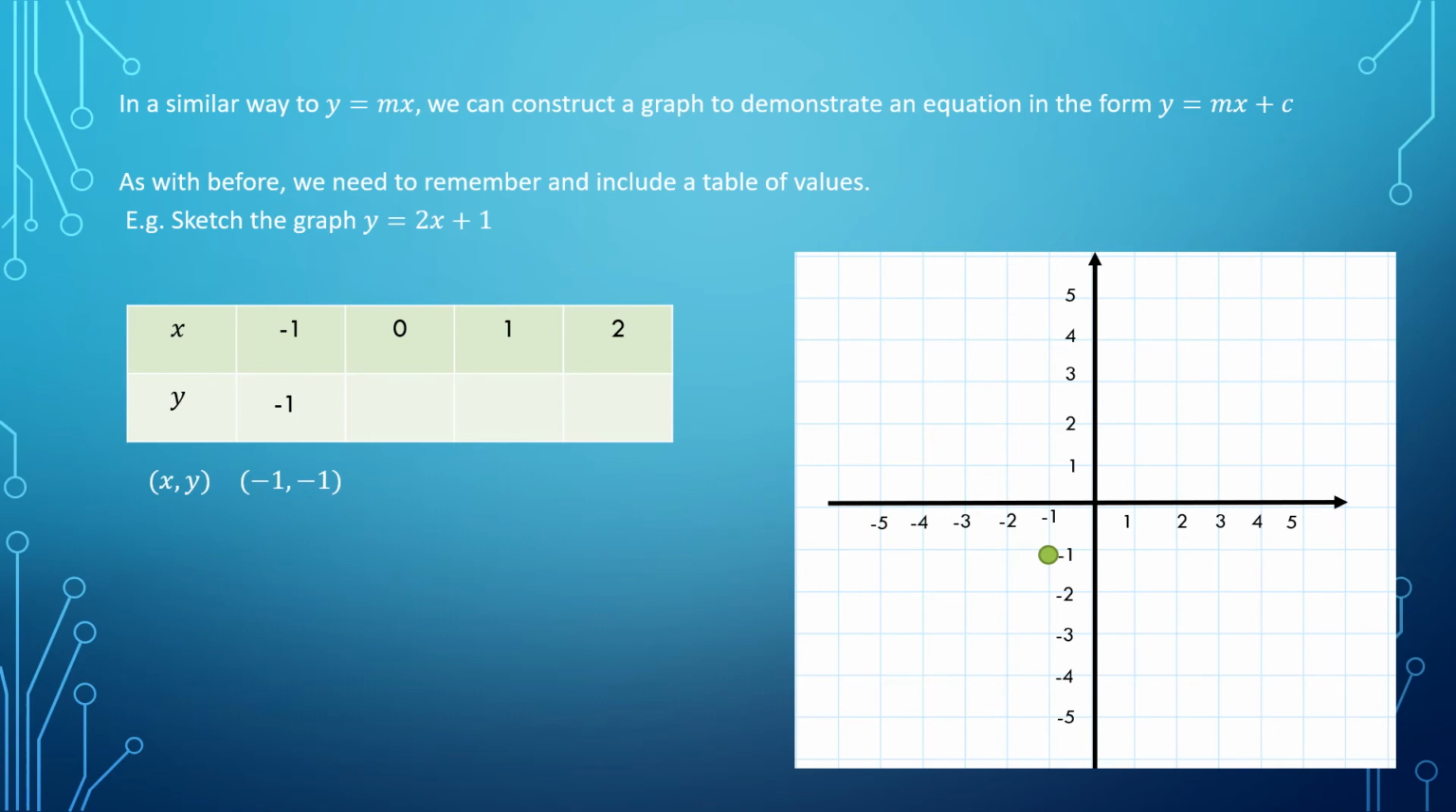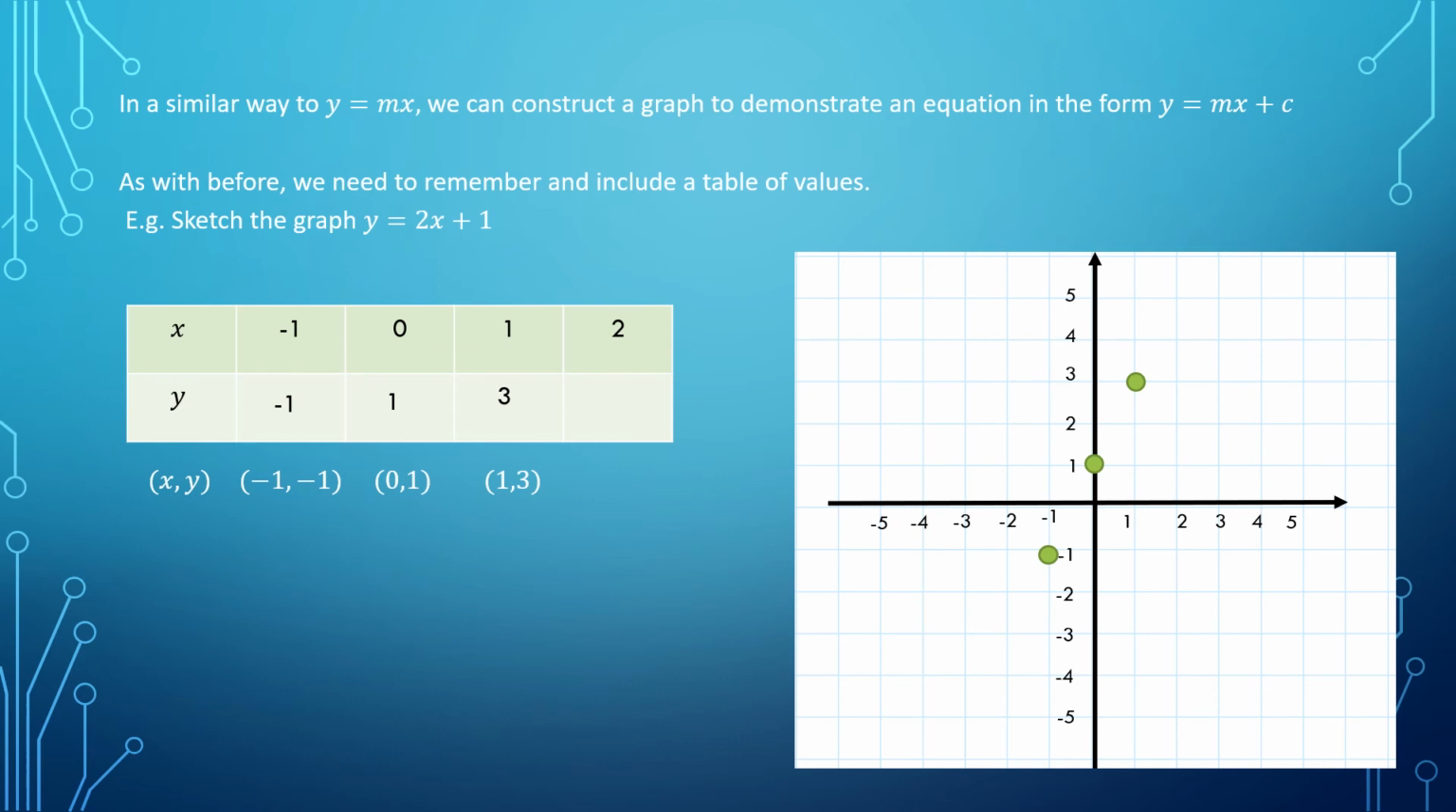When x is 0, what am I going to get for y? Well, 2 times 0 is 0, plus 1 is 1. And so that gives me the set of coordinates 0, 1. And again, I can plot that on my graph. Thirdly, when x is 1, I can substitute that in. What's 2 times 1? It's 2, plus 1 gives me 3. So I get the coordinates 1, 3, again plotting that on my graph.